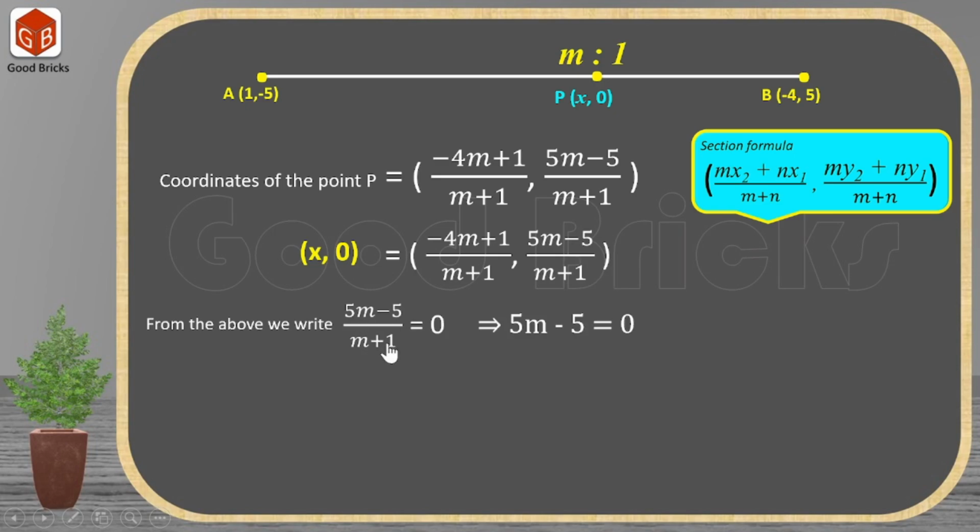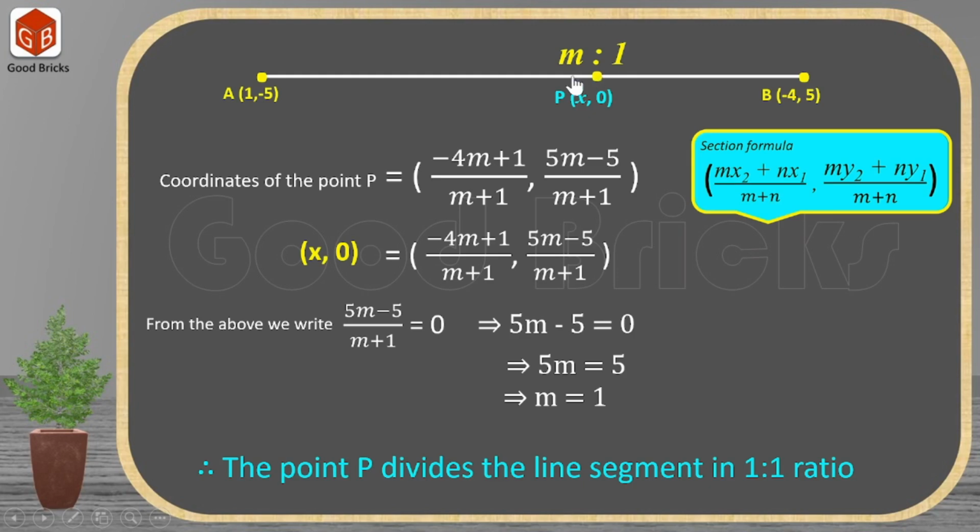So after this, if you transpose this m plus 1 towards right side, you have to multiply with 0. So you can write 5m minus 5 is equals to 0. From this you can get m is equal to 1. Now this m is equal to 1 will help to find the ratio. What is it? 1:1 ratio. This point P divides AB line segment in 1:1 ratio. How we got? We just have put in place of m, we are putting 1. So now we got the ratio.